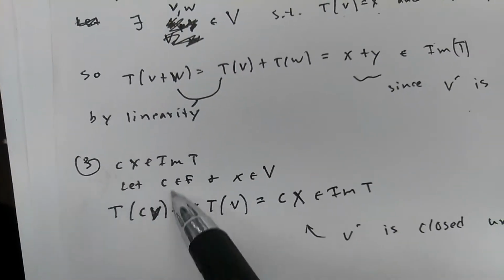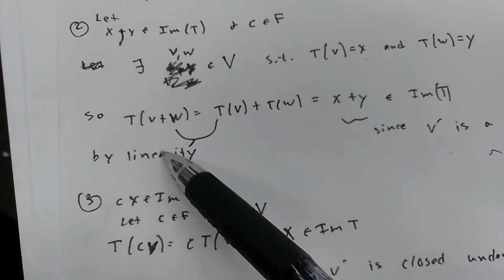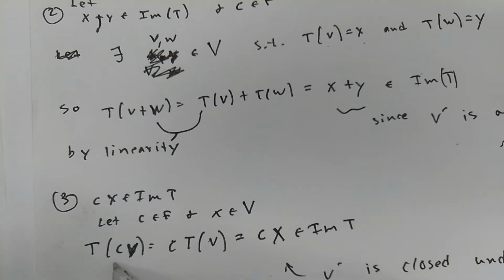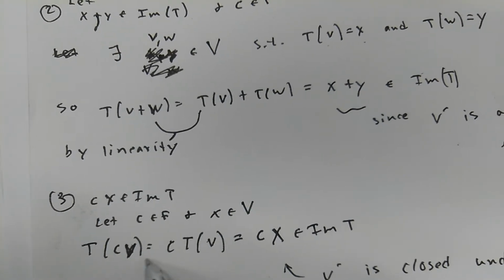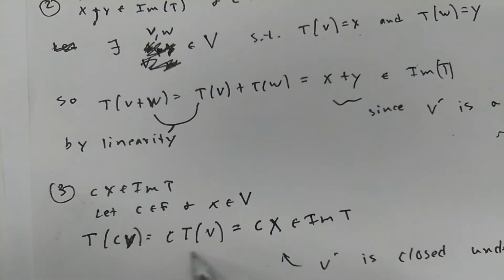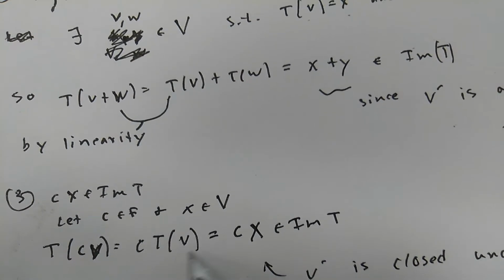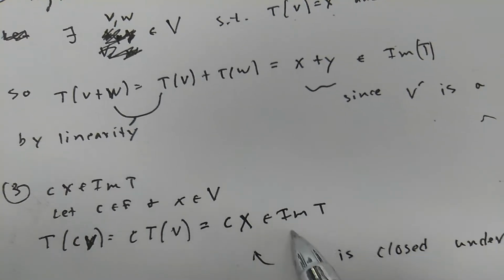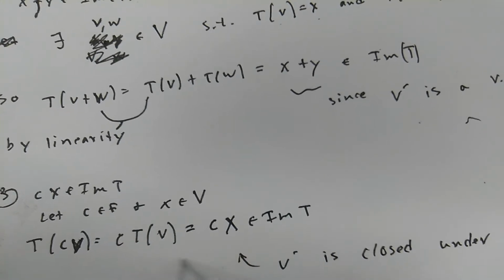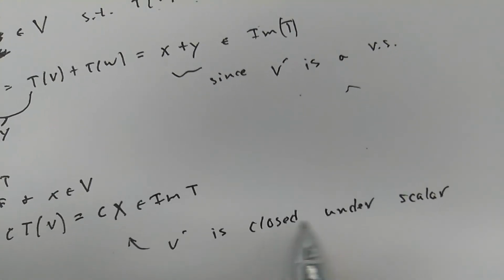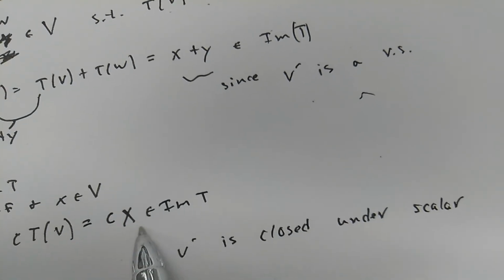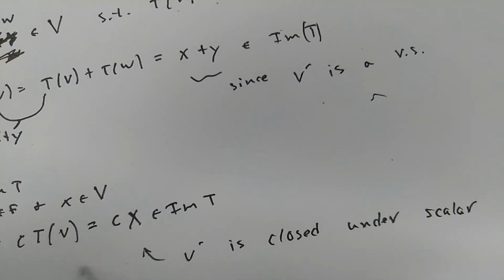So the last one, since X is an element of the image of T and C is an element of the field, apply the transformation to C times V. Again, this is by definition of being linear. We get C times X, which is an element of the image of T by definition in the set. And this is true because V prime is closed under scalar multiplication. And by definition, this is inside the set image of T.